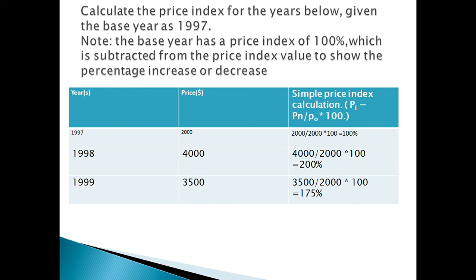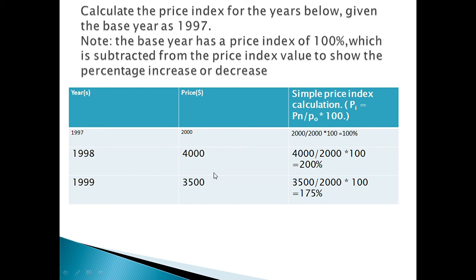Now, we have the 3 years here. We have 1997, 1998, and 1999. For 1997, we have the price to be 2,000. 1998 price is 4,000. 1999, the price is 3,500 naira. So we want to calculate the simple price index.